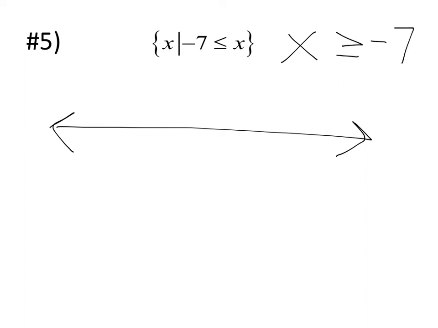Now always make sure that your alligator mouth is open towards the correct thing. So in this case, the alligator mouth is open towards the x. So I have -7 is less than or equal to x, or x is greater than or equal to -7. So I'm going to put -7 here, which means I have -6 here and -8 here. So if I do it this way, I've got x is greater than or equal to -7. Because it is greater than or equal to, I'm going to do a bracket.